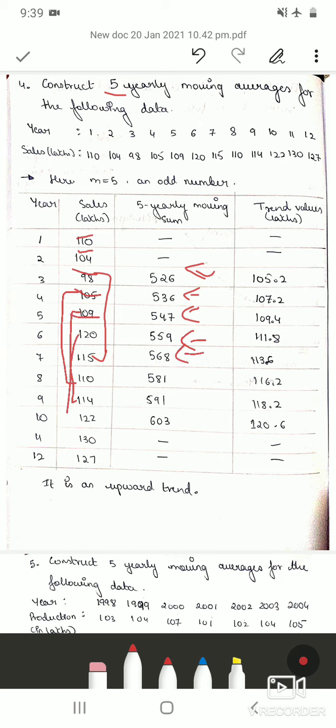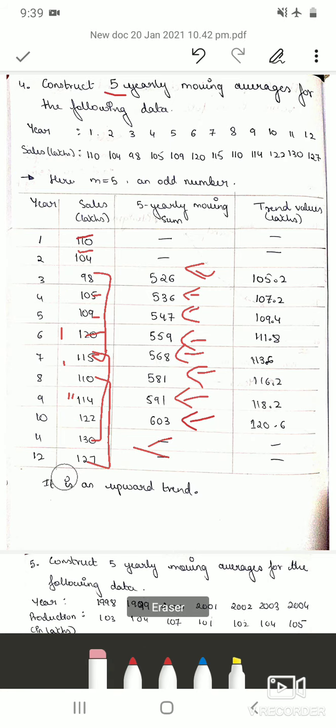Exclude 109, add the next values, which is 120 plus 115 plus 110 plus 114 plus 122, that is 581. So exclude 120, add the next 5 values, which is 115 plus 110 plus 114 plus 122, which is 519. So exclude this and add the last 5 values, which is 110 plus 114 plus 122 plus 130 plus 121, which is 603. So the last 2 cells will be blank.